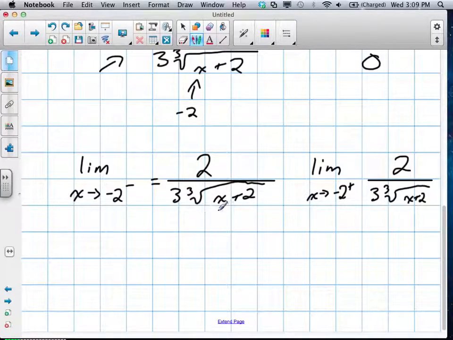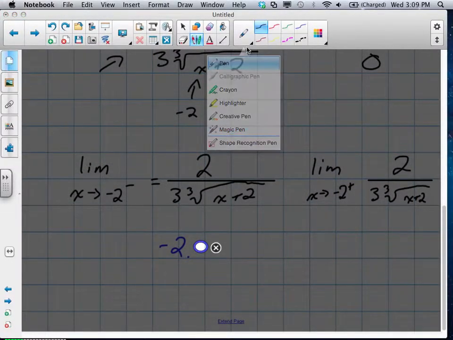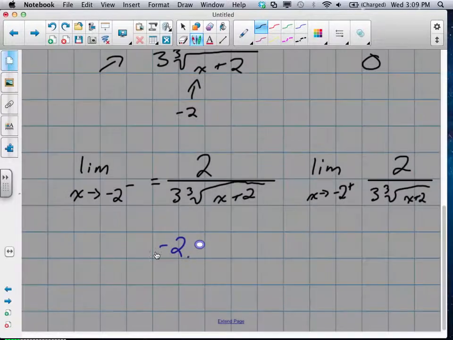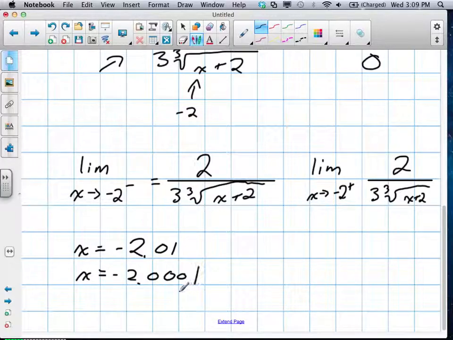As we approach -2 from the left, we're going to have some value just smaller than -2. Think of it like a number like -2.01, or x is -2.0001. We're getting infinitely closer to -2. So we want to be just smaller than -2, when we go about this question.